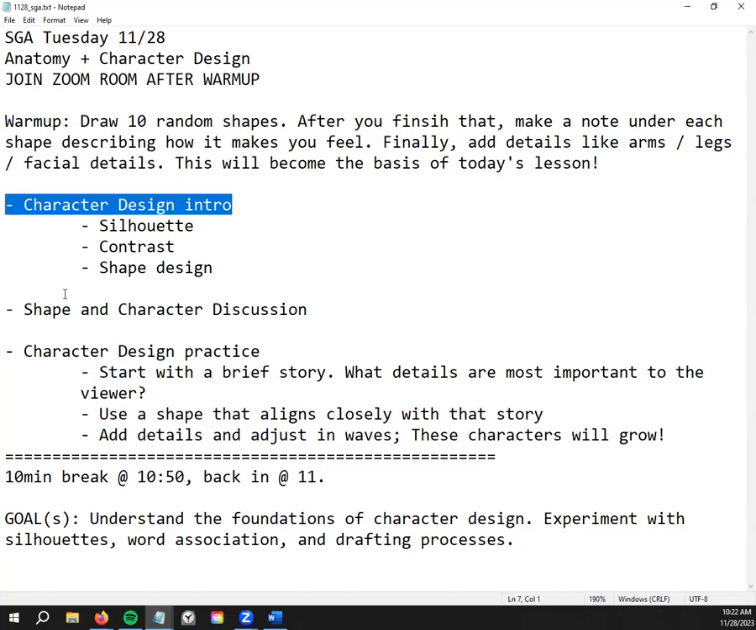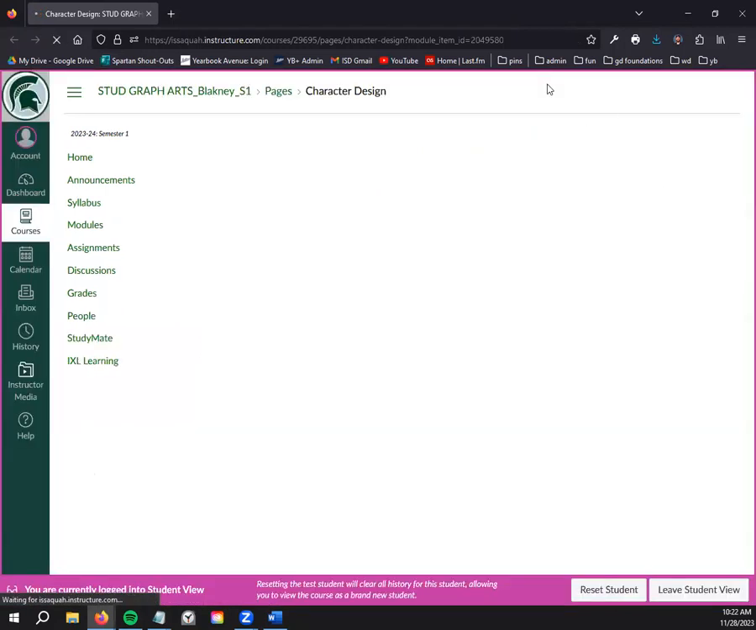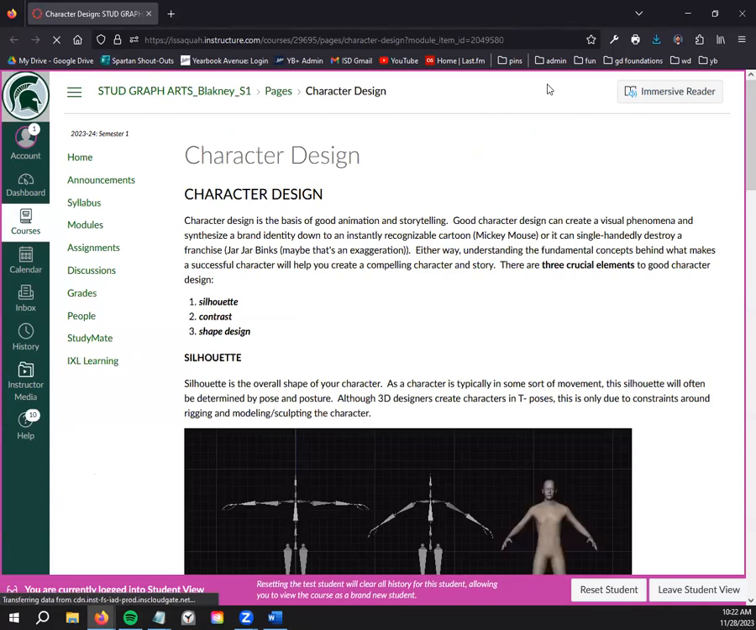So this page that I'm about to show you is not attached to a Canvas module yet. It will be at the end of class, but we'll walk through it here real quick so that you kind of have an idea of what we're working with. This is going to be the introduction to our character design combo anatomy unit. We're going to start by focusing on the more cartoony, more fun aspects of it, as compared to the more technical constructive drawings of the human form or other forms in general.